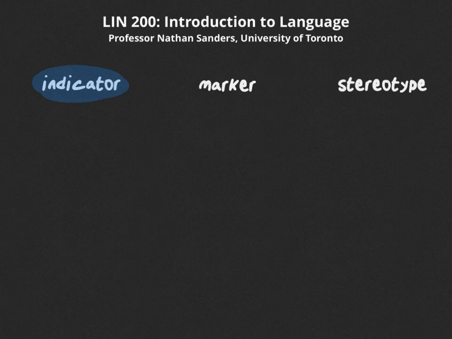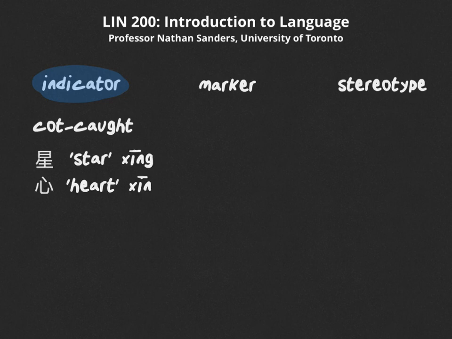An example of this from English is how Canadians generally have the caught merger, so that they pronounce caught and cot the same way, regardless of which register they're speaking in. Another example comes from Mandarin, where the words for star and heart are pronounced the same in Taiwan, but not by other speakers of Mandarin.